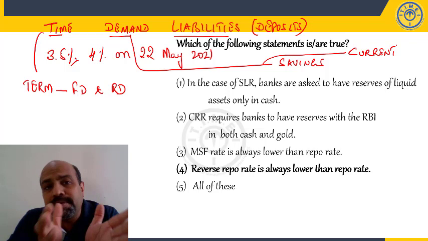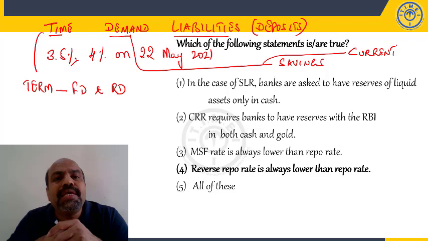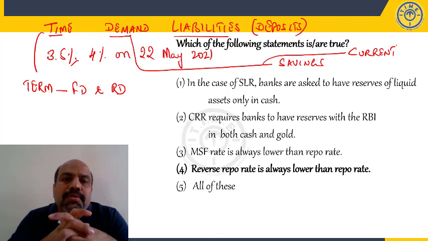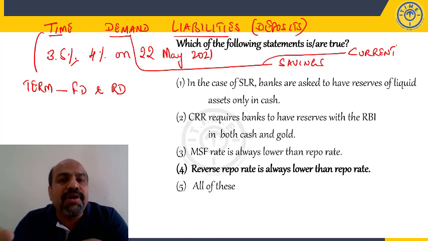What is the difference between a savings account and a current account? Technically, a savings account can be opened only in the name of individuals. You can open a savings account in your name. I can open a savings account in my name. But current accounts can be opened only in the name of a business entity.